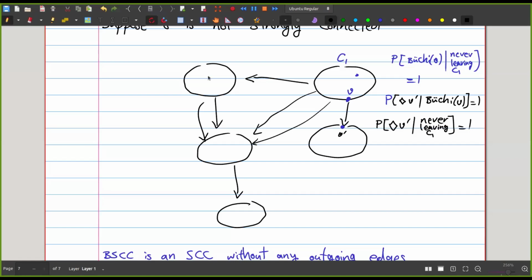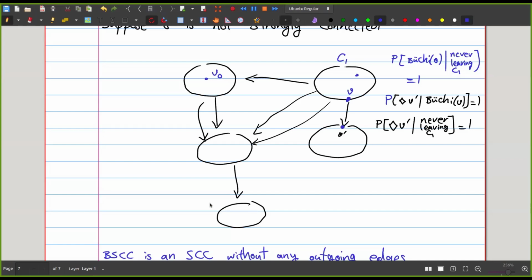I'm saying no matter where I start my walk, so let's say I start my walk somewhere here, let's say this is my V0. With probability 1, I'm going to leave my current strongly connected component if it's not a bottom component. And if I go to another non-bottom component, again, with probability 1, I'm going to leave it. So with probability 1, I'm going to end up in a bottom strongly connected component. And when I end up in a bottom strongly connected component, I'm going to see all of the vertices in that bottom strongly connected component infinitely many times, again with probability 1.